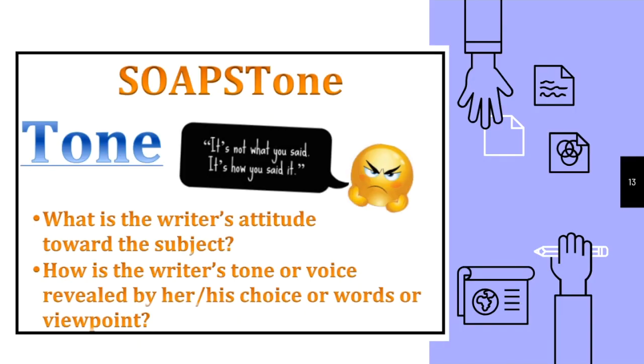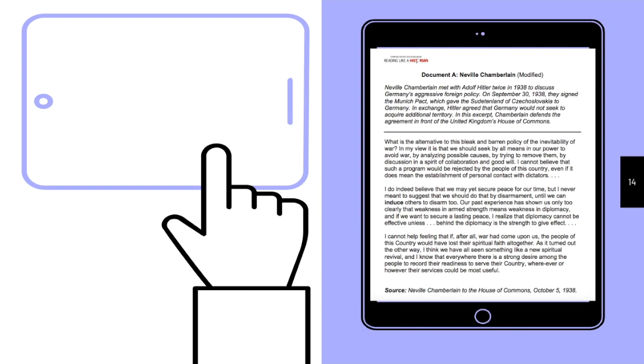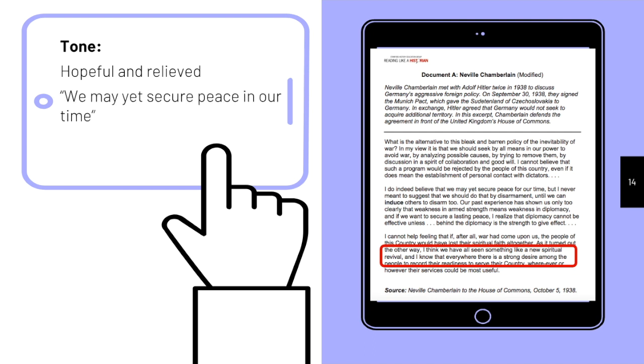The last part of the acronym is tone. Tone is the attitude of the source. Students often find this part difficult. It may help to provide them examples of different tone words that they can use to associate with the writings they are studying. In this case, Chamberlain seems hopeful and relieved that war was avoided. He says, "As it turned out the other way, I think we have experienced something like a spiritual revival." With this statement, Chamberlain projects optimism and hope.